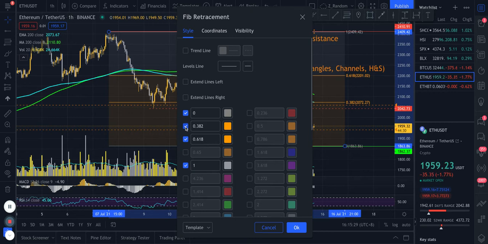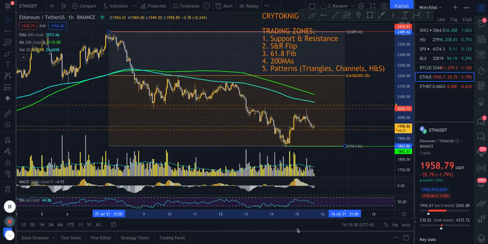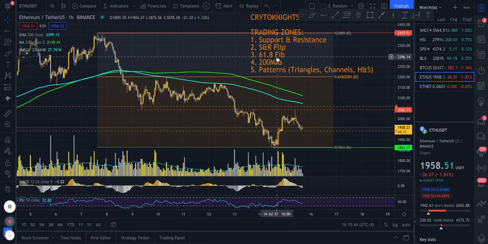So even though the 38.2 is pretty good in terms of giving high probability trade setups, it's not as good as 61.8, and so I don't look at it either. I try not to complicate my charts too much and only focus on the key levels. Okay, so that's the 61.8 Fibonacci.